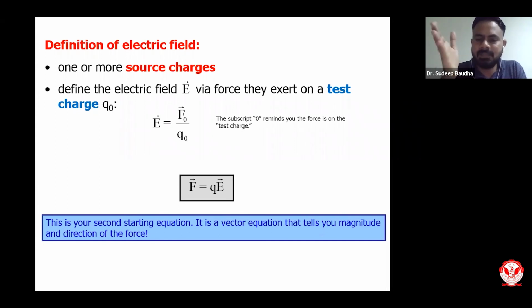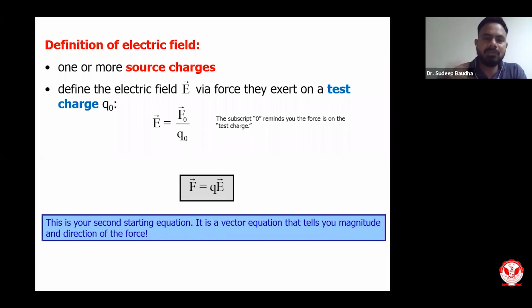Now, in terms of starting equations, this is your second starting equation. It is a vector equation that tells you the magnitude and direction of the force. Please remember, our first starting equation was Coulomb's law, and we have derived something from Coulomb's law. We say this is our second starting equation, and it is a vector equation that tells you the magnitude and direction of the force. That is very interesting.